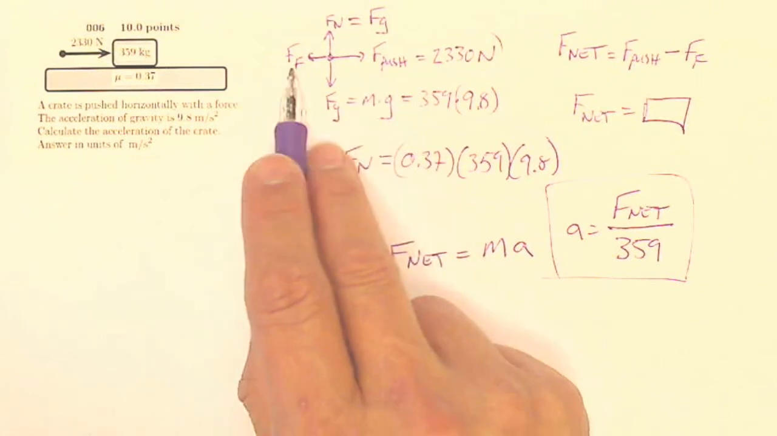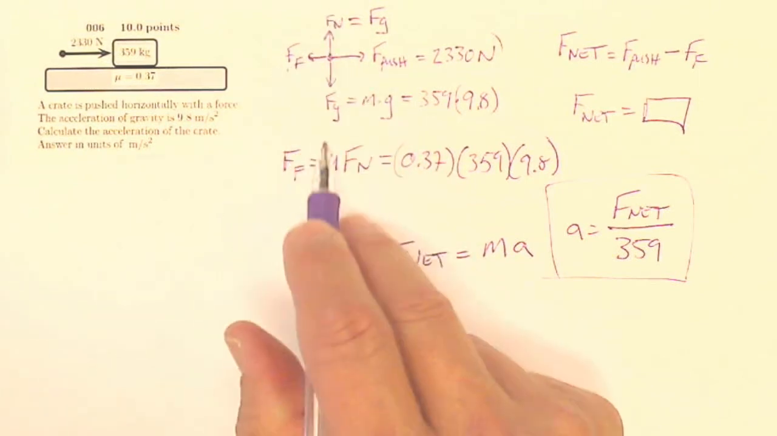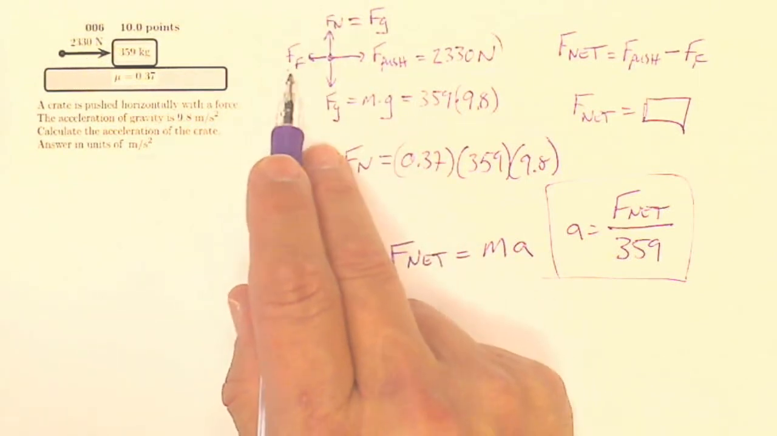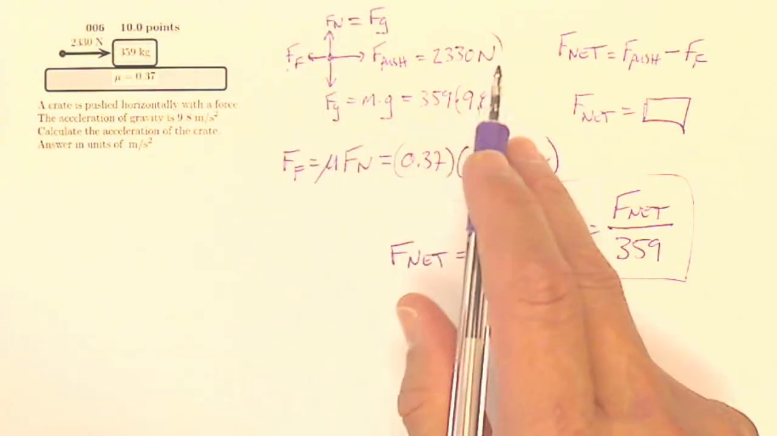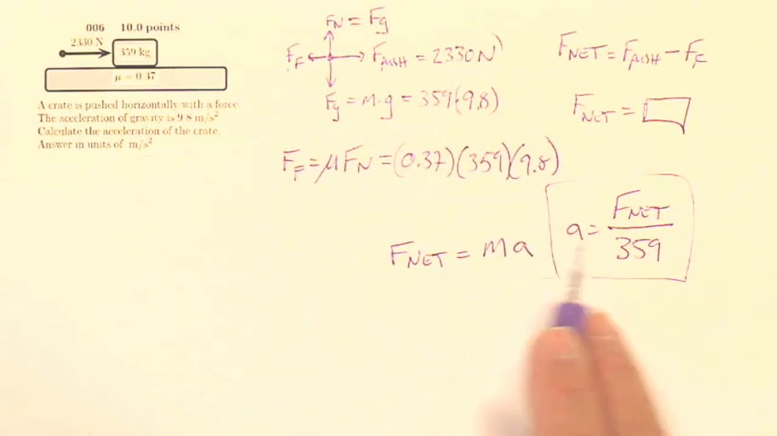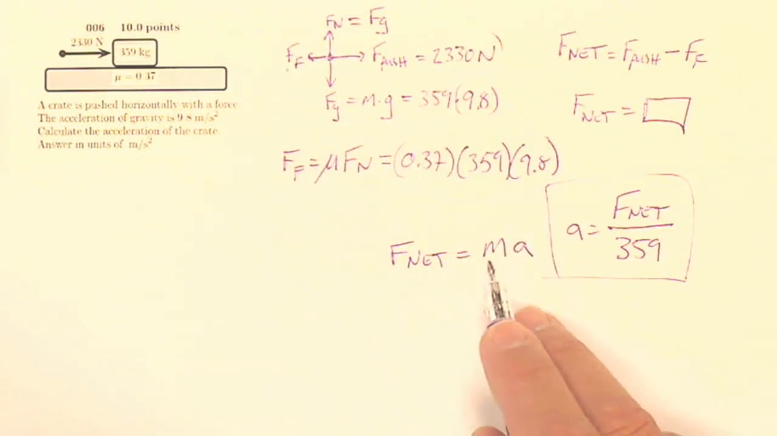So I've got a net force between friction and push. Normal and gravity cancel out. I figure out my friction from my normal force, which I got from my gravity. And the difference between the push and the friction is my net force, and that net force causes the mass to accelerate.